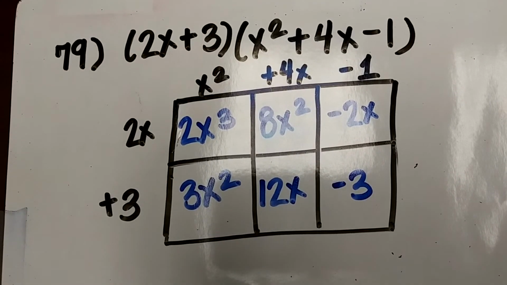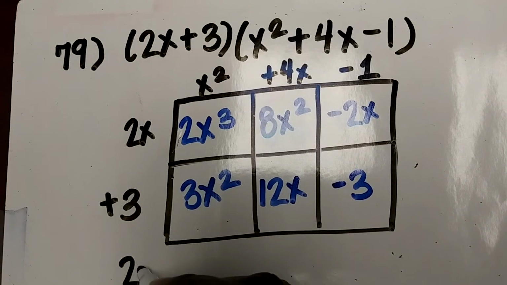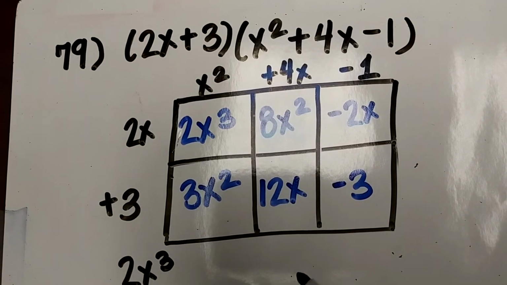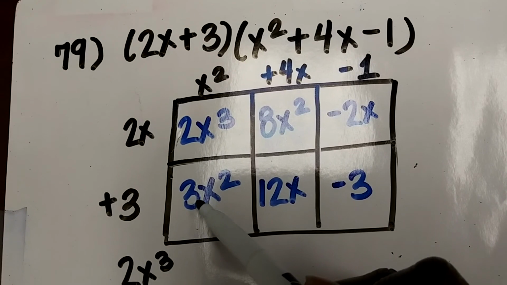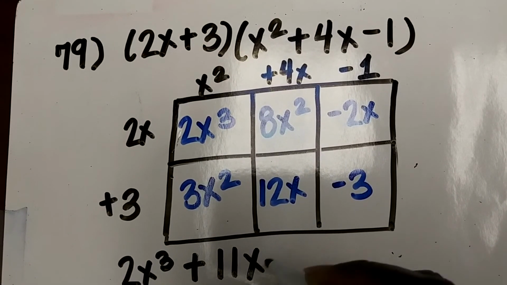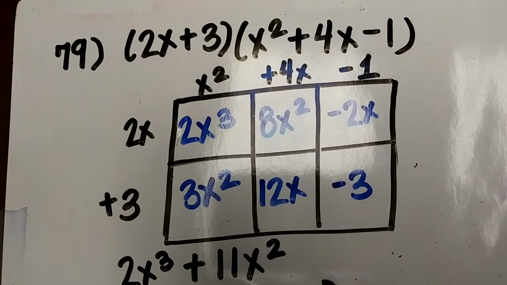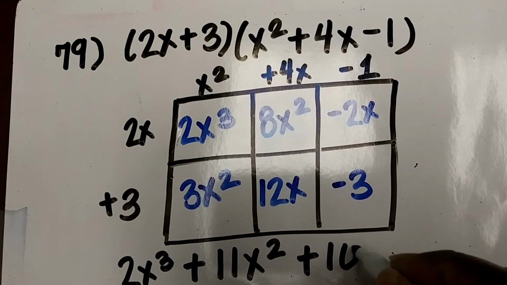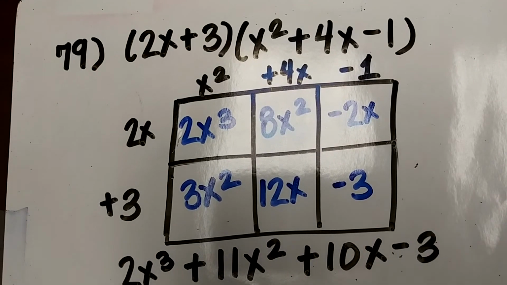We're going to start writing the answer in standard form. So we know what standard form means. You start with the degree and then you go all the way down to your constant. So if you're writing the answer in standard form, we're going to start off with the 2x to the third. And then 8 plus 3 is plus 11x squared. 12 minus 2 is plus 10x. And then you minus that 3 at the end. Super easy, and it makes a lot of sense.